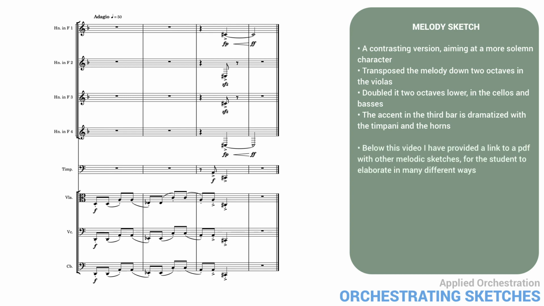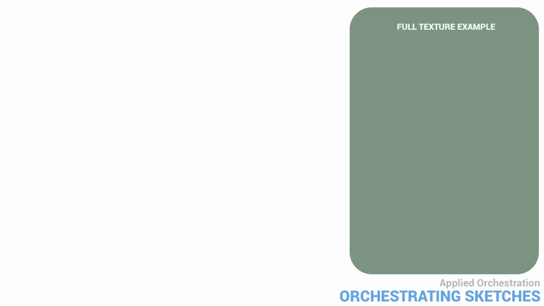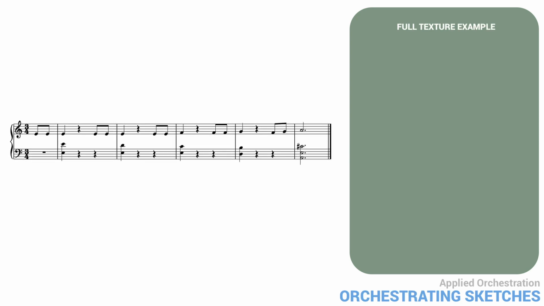Below this video, I've included a link to a PDF with other melodic sketches for the student to elaborate in many different ways. Now let's do the same thing for a sketch of a complete texture. Here's an example. Once again, there's no indication of tempo, dynamics, register, or articulation.